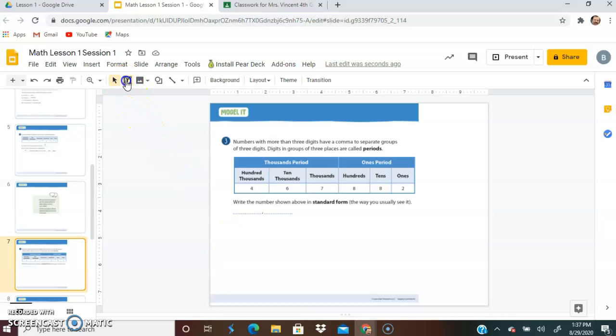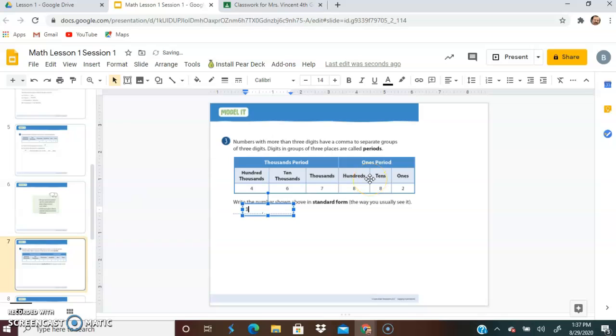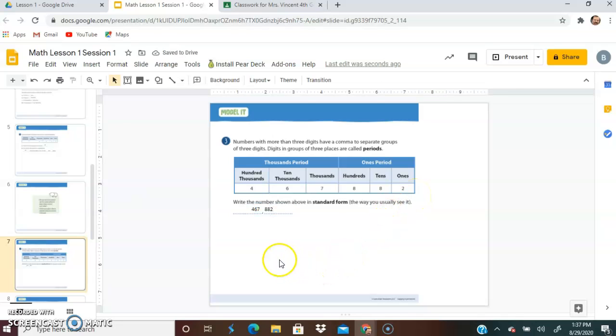So if I'm going to write that, I'm writing this number now, right here. 467,000, and they've already got that little comma in there, okay? So I'm going to try to scoot mine over a little bit. You're writing yours in your book, remember, okay? 882. That's the standard form, just how we normally see it.